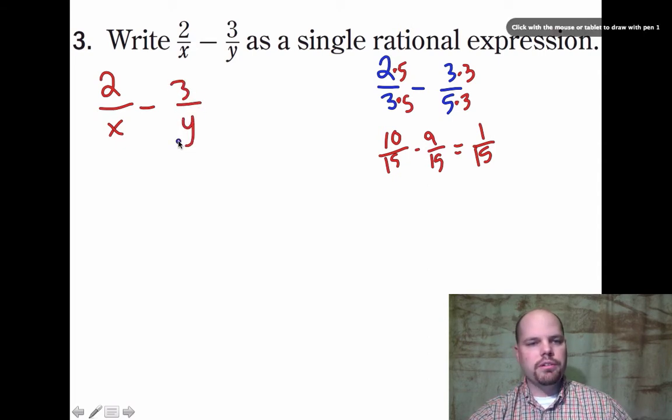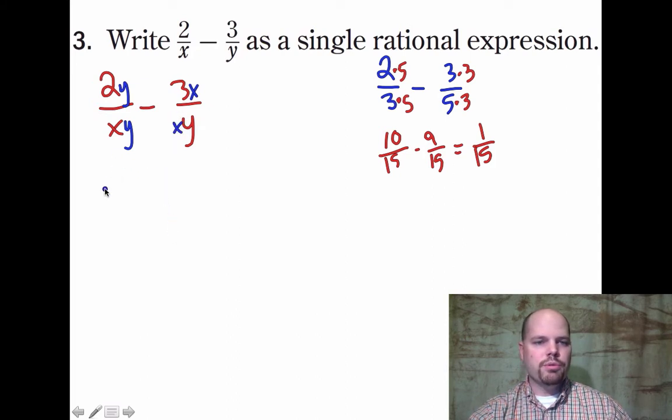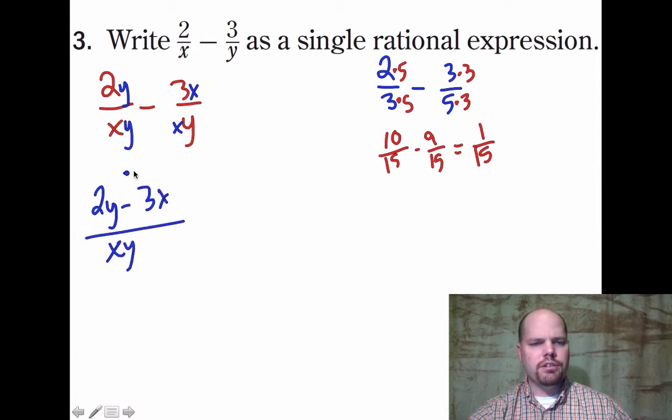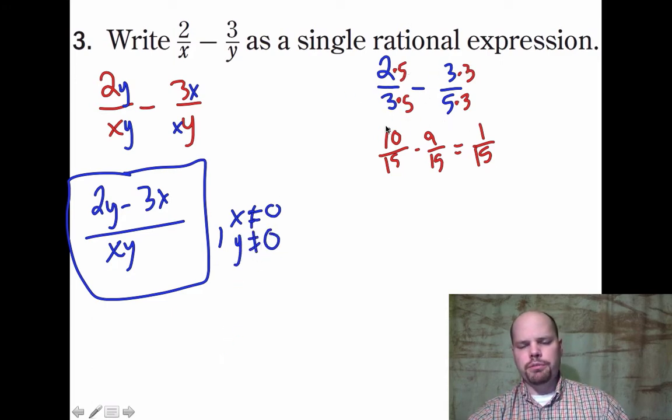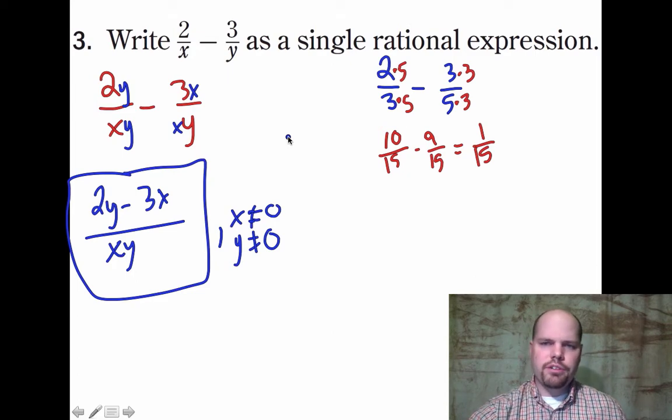What can you do? Well, the common denominator would be xy, so we need a y here and a y there. That's like multiplying by 1. And we need an x here and an x here, and that's like multiplying by 1. So we end up with 2y minus 3x over the common denominator of xy, and then these are unlike terms, so there would be our answer. And once again, we assume x and y can't be 0 because we can't have division by 0. So x can't be 0 and y can't be 0. But it's no different than what you have learned before with subtracting fractions.